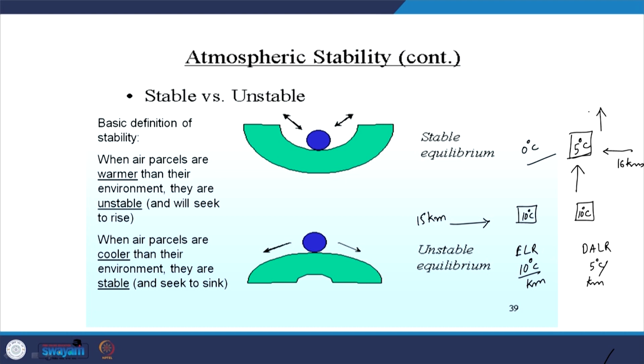So, this kind of situation is called unstable equilibrium or unstable atmosphere. That means the atmosphere is not allowing the parcel to come back to its original position, rather it is allowing the parcel to move away from its equilibrium. So, this type of atmosphere which allows the air parcel to move away from the equilibrium is generally called an unstable atmosphere, right.